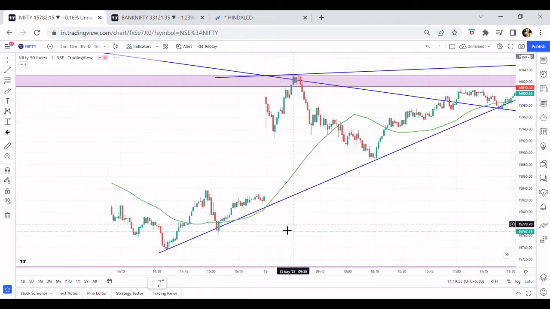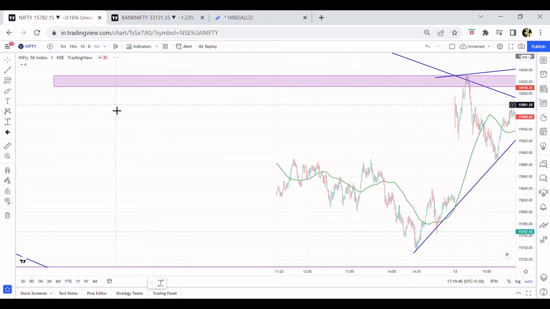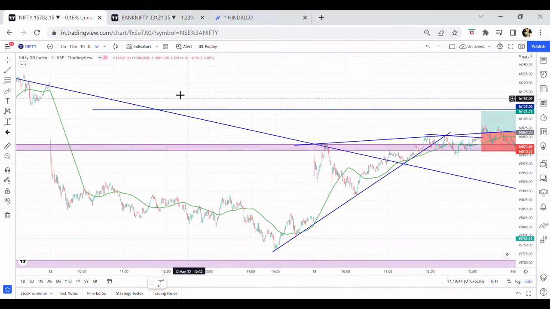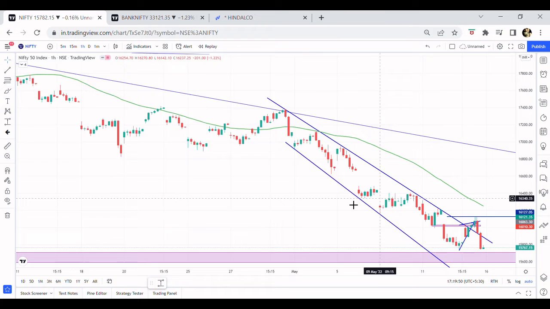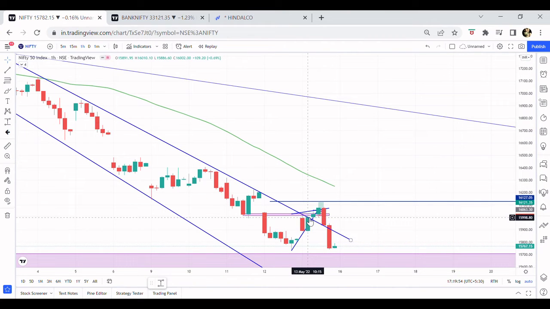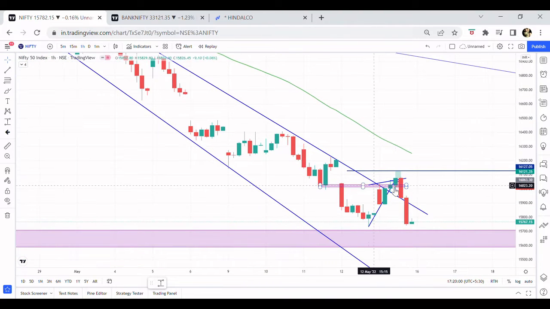Let's see Nifty. Nifty opened gap up, then it was near this resistance area. This was the horizontal resistance, and also this trend line resistance, which I drew yesterday. We'll see on 1 hour. This was the channel pattern which I drew yesterday, and today Nifty opened gap up near this channel resistance area. So Nifty needs to cross this area to go up.